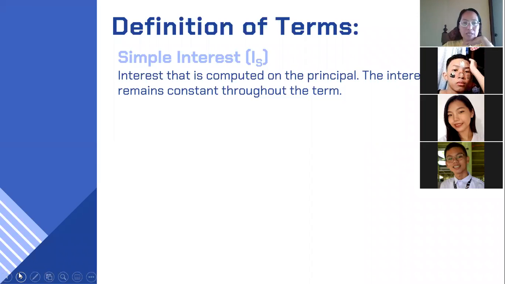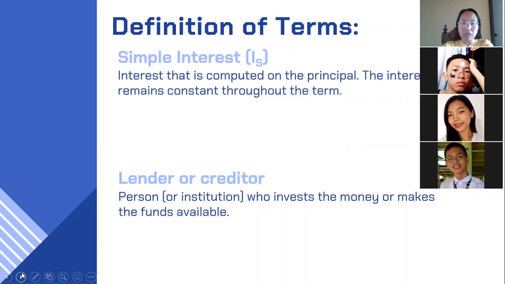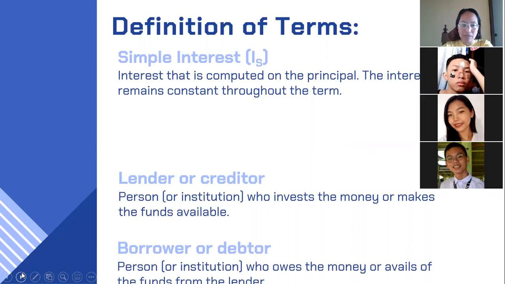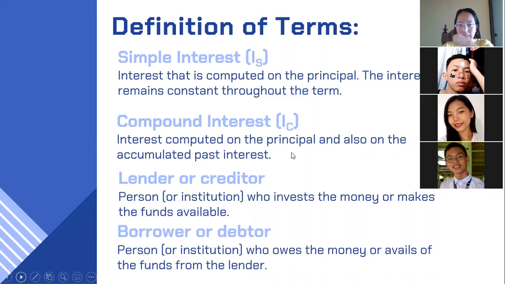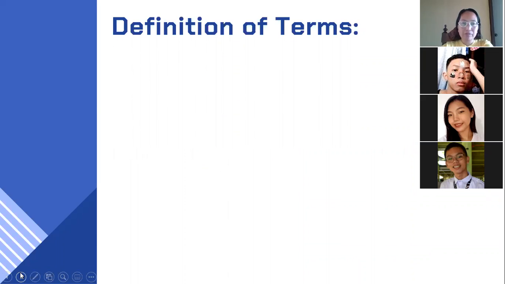So, the simple interest in symbol is I sub S. Okay, so pag nakita ninyo yung I sub S, that is simple interest, which is defined as the interest that is computed on the principal. Okay, so it's always from the principal and it is constant throughout the term. Okay, so we have there the lender, the creditor, the borrower, and the compound interest. So we have I sub C for compound interest. And then if we have the lender, ayan, lender or creditor, siya yung nagpapalabas. Okay, the investor, it's the same person ang tinutukoy natin. But if we have the borrower, the debtor, yan.